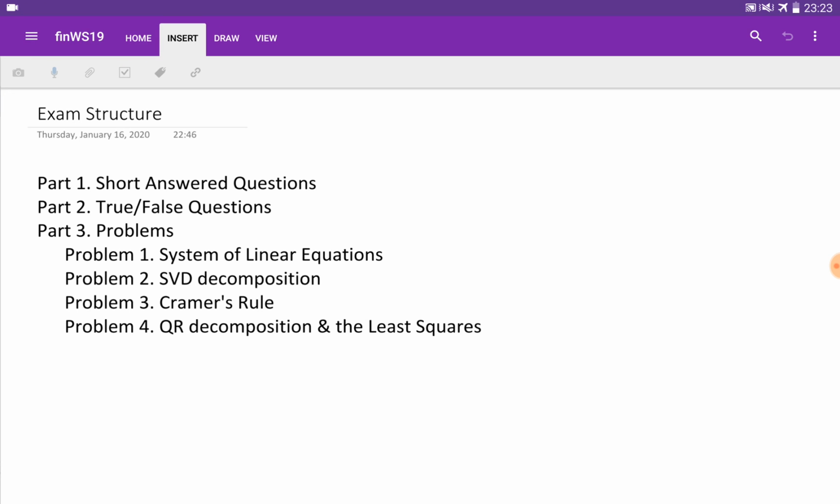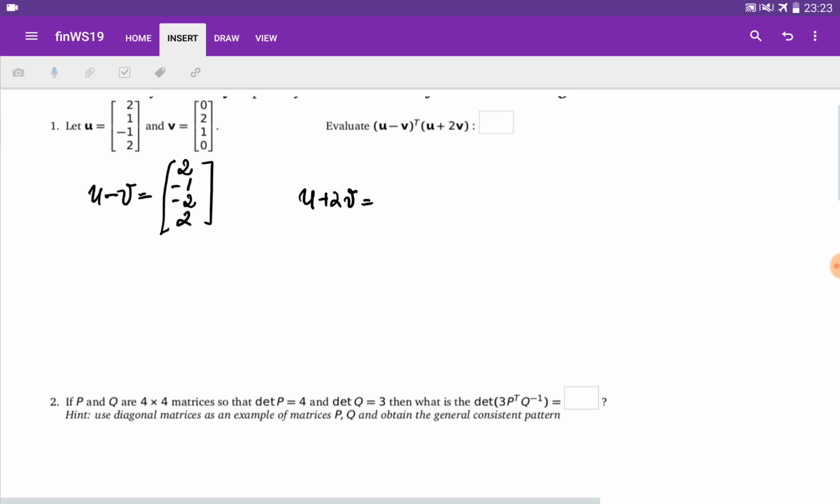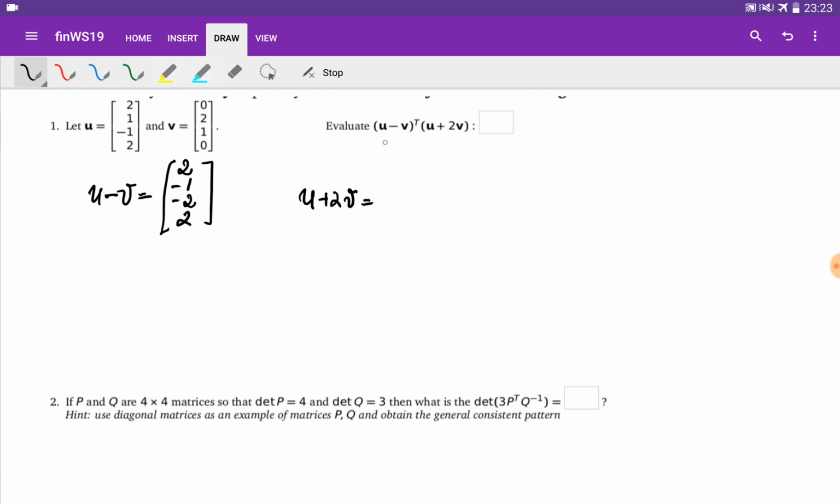The final exam on linear algebra from fall 2018 contains 3 parts. We are going to go through all of the 3 parts. The first part starts with the question on vectors and vector operations. We need to find the 2 vectors, u minus v and u plus 2v.